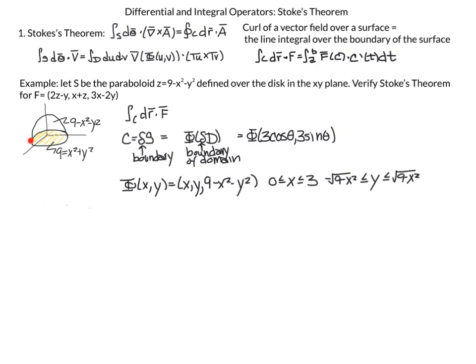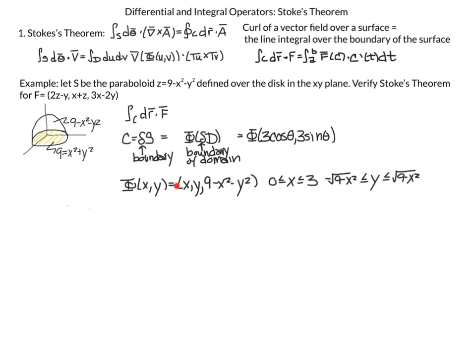So the boundary of the domain is the circle 9 equals x squared plus y squared, and I express this in polar coordinates. Then when I take phi, well, I need my mapping phi, and we talked about the mapping phi when we did the left-hand side of the equation. When you're given a surface where z equals some function of x and y, your mapping is going to be your x, y, and then naturally z is going to be your function, 9 minus x squared minus y squared.